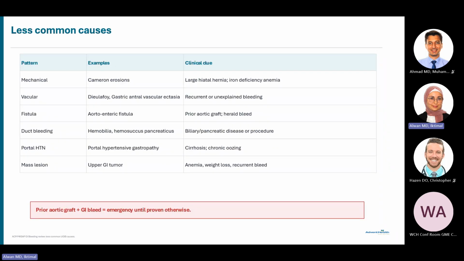Also, if someone has, for example, a recent liver biopsy, trauma, we need to think about hemobilia because it will cause some GI bleeding in the hepatobiliary tree. So mechanical Cameron erosions, those are erosions that happen with hiatal hernia, because hiatal hernia will cause some mechanical trauma to the stomach. And it also presents with iron deficiency anemia. We have some vascular causes, Dieulafoy and gastric antral vascular ectasia. Does anyone know the difference between those two entities?